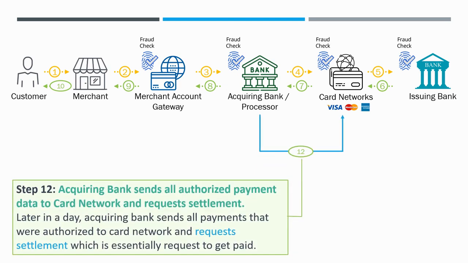After the acquiring bank or processor has received the payment authorization from the issuing bank, they compile all the authorized payment data and send it to the card network. The acquiring bank then requests a settlement from the card network, which is essentially a request to receive payment for the authorized transactions. Typically, at the end of each day, the acquiring bank sends all the authorized payments to the card network and requests settlement.